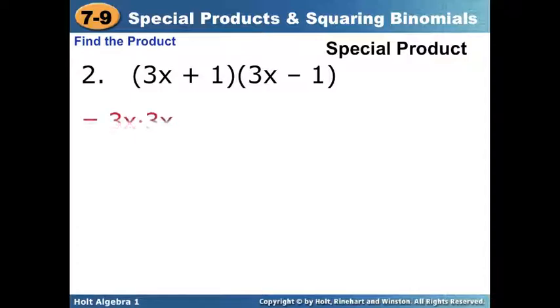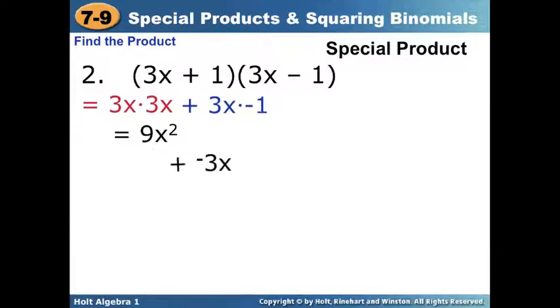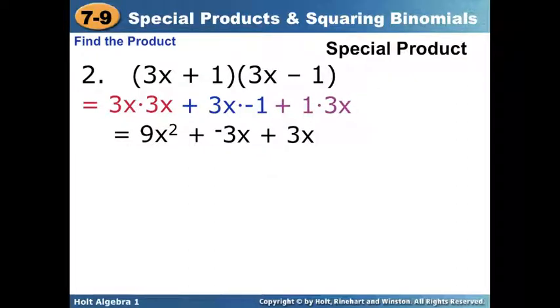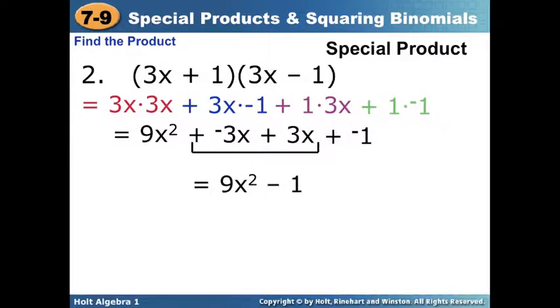3x times 3x. 3 times 3 gives us 9, and then we add our exponents to make it x squared. 3x times negative 1 is negative 3x. 1 times 3x is 3x. And finally, 1 times negative 1. Remember, you're multiplying, not adding here. 1 times negative 1 gives us negative 1. Combine the middle terms and see that they do actually cancel. 9x squared minus 1 is our answer.